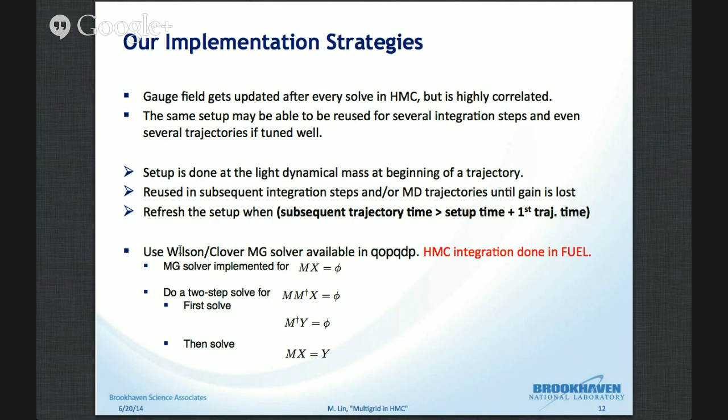So we use the multi-grid solver available in QOP, QDP, but the integration into HMC is done in Fuel. Probably not all of you know about Fuel, so I'll show a slide on Fuel. And the multi-grid solver is only implemented for this equation, the Dirac equation. To solve this equation, we actually do a two-step solve. First, we solve M dagger inverse, and then we solve M inverse with the solution from the M dagger inverse as a source vector.